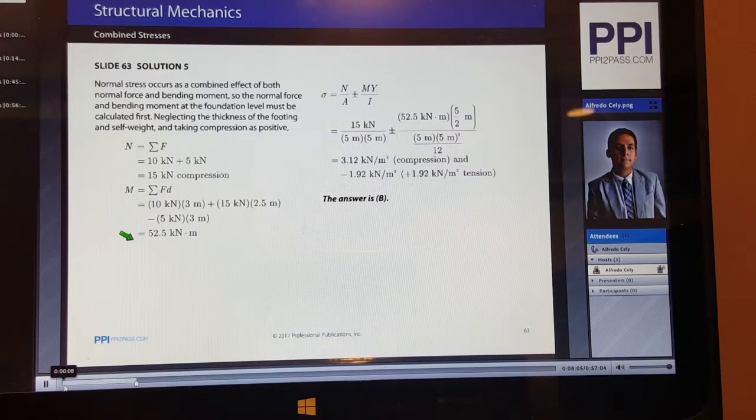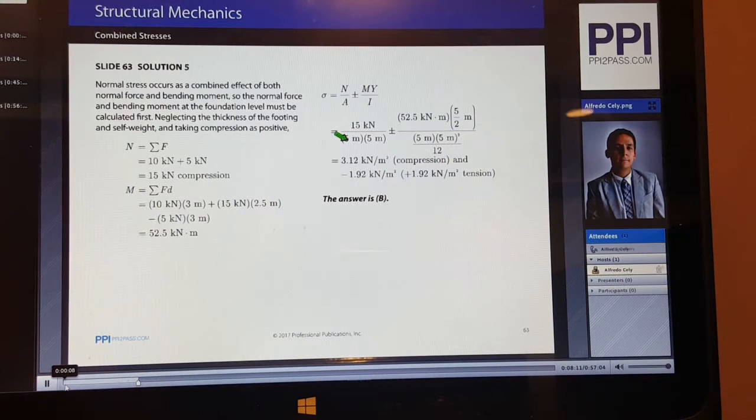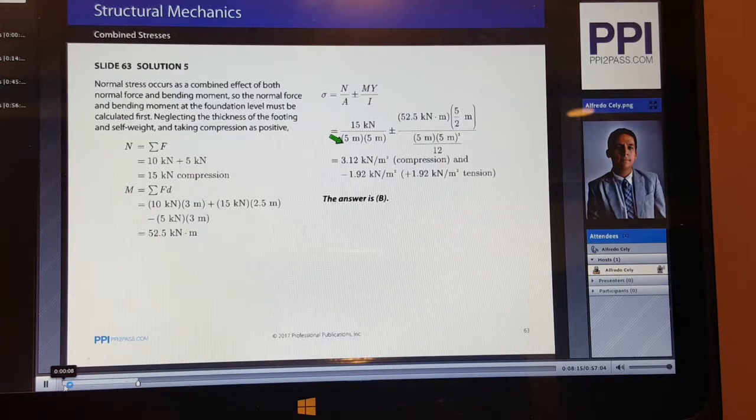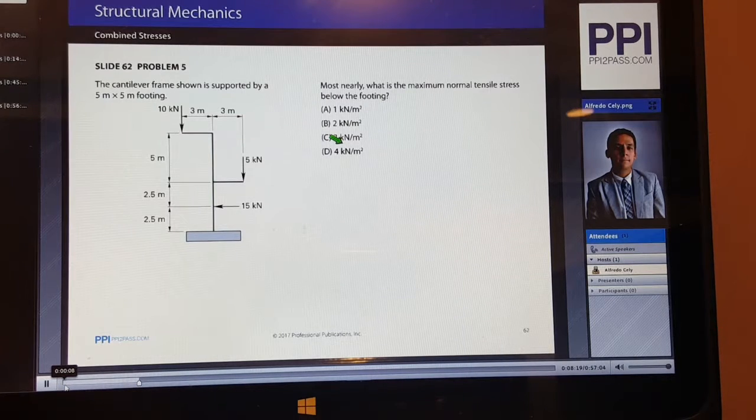Now we have our normal and our moment force. So we need to then find our sum of our stresses. For normal force, we need to divide the normal force over the area. So it's 15 kilonewtons over 5 meters times 5 meters, because our footing is 5 meters by 5 meters.